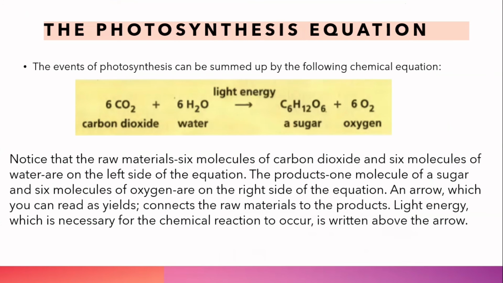The photosynthesis equation. The events of photosynthesis can be summed up by the following chemical equation. Notice that the raw materials, 6 molecules of carbon dioxide and 6 molecules of water, are on the left side of the equation. The products, 1 molecule of sugar and 6 molecules of oxygen, are on the right side of the equation. An arrow, which you can read as yields, connects the raw materials to the products. Light energy, which is necessary for the chemical reaction to occur, is written above the arrow.